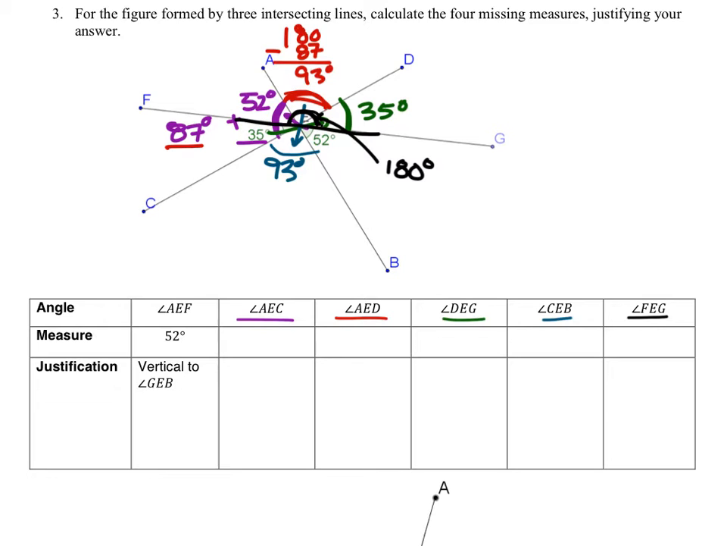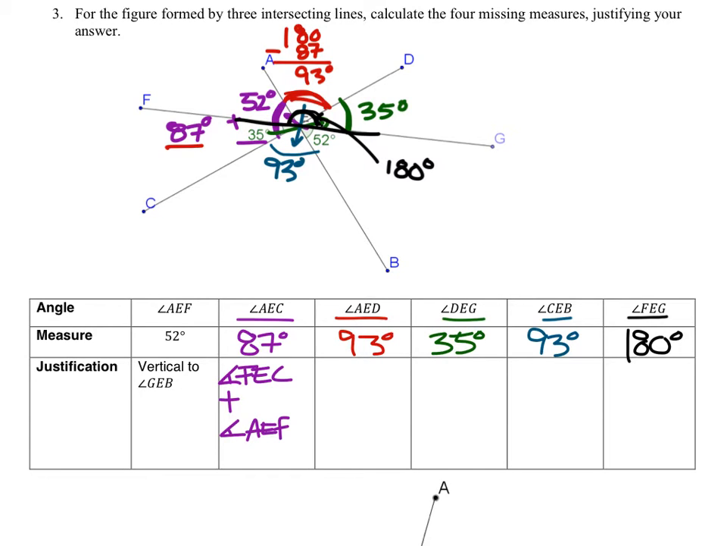So let's fill in the table with the values we found, and let's show the justification for these as well. That one was just the two angles added together. I suppose we could have said that it was vertical with angle DEB as well, but the way we solved it was by adding those two together because they were adjacent to each other to make this angle AEC. What about AED? This one was supplementary with angle AEC. So in other words, the two angles, 87 and 93, add up to 180.